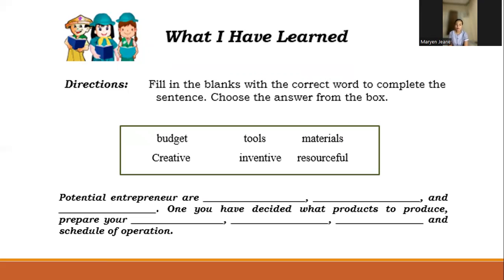Potential entrepreneurs are blank, blank, and blank. Once you have decided what products to produce, prepare your blank, blank, blank, and schedule of operation. Okay, let's answer. Potential entrepreneurs are, yes, very good.